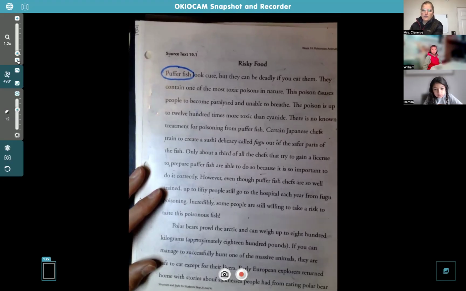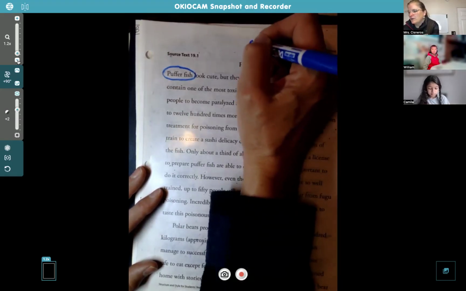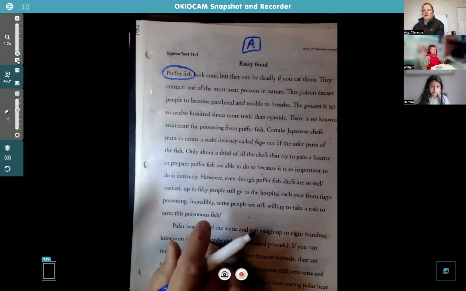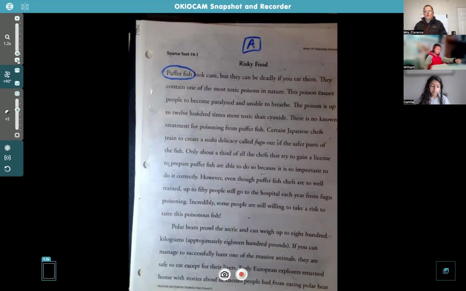Well, I would think the little spikes on there, you don't want to eat that. That might hurt your mouth. I forgot to have you guys put an A here at the top. Let's label it A so it's easy to match our outlines.